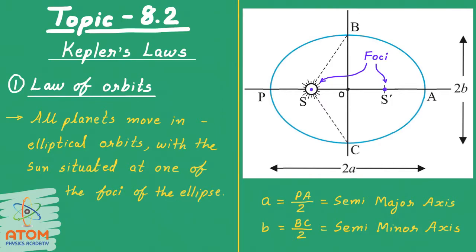This is very important. A, that is known as semi-major axis, means from the center to one of the major end is known as semi-major axis. The same way BC is known as minor axis and its distance is taken as 2b. Now half of this distance is known as semi-minor axis. So small b, that is BC by 2, is known as semi-minor axis. In short, from this center to A or to P is known as semi-major axis and from this center to B or to C is known as semi-minor axis.